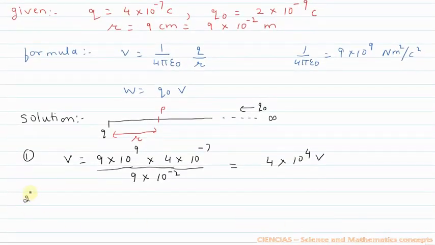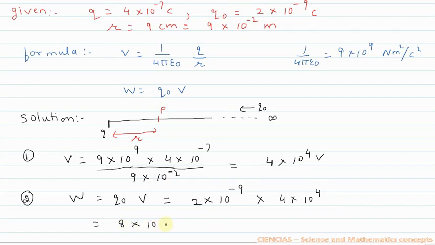And for the second part, work done is equal to charge into potential, that is the charge that we are bringing is 2 × 10^-9 into 4 × 10^4, that comes out to be 8 × 10^-5 joule.